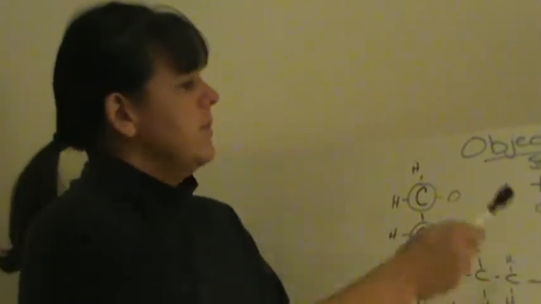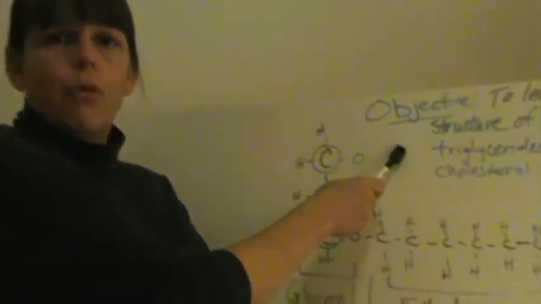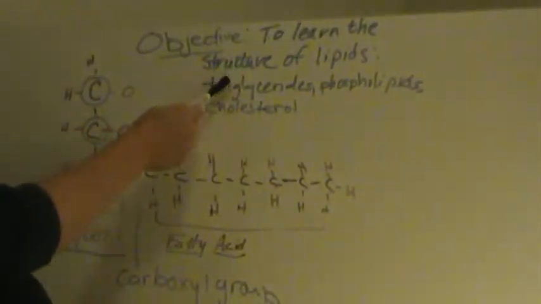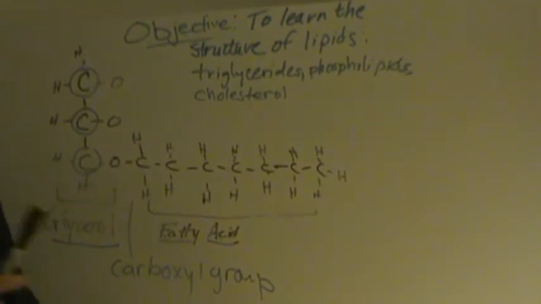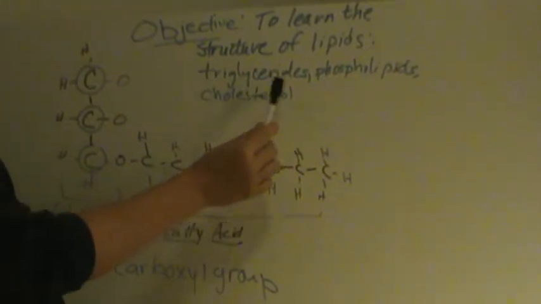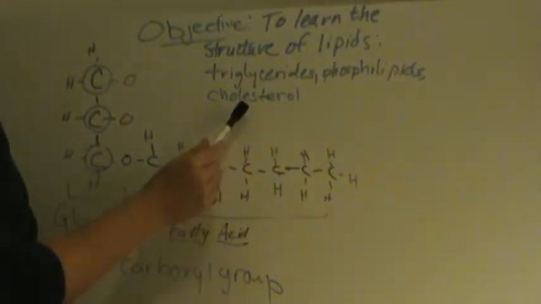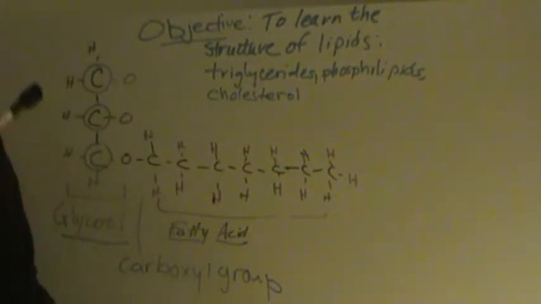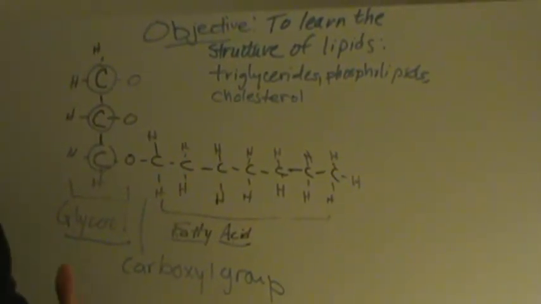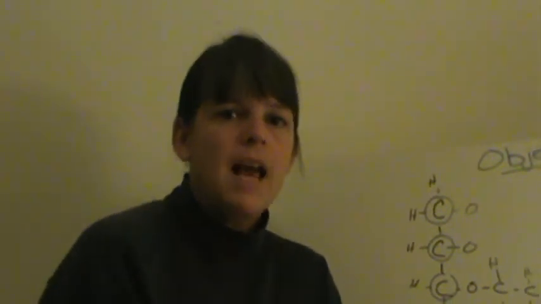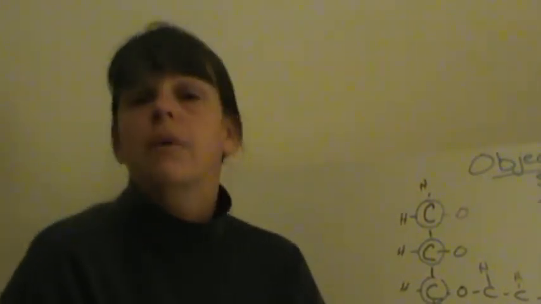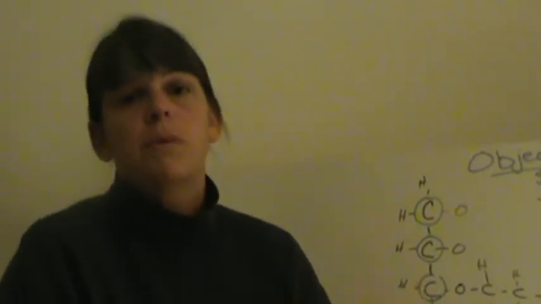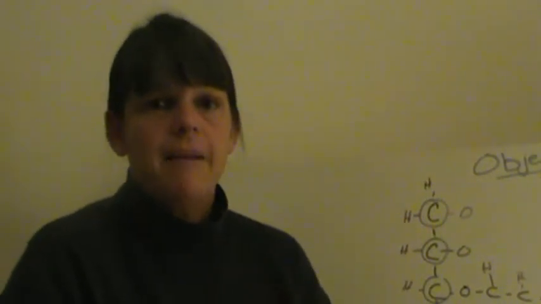And so the objective that we have for this evening is to learn the structure of lipids. And specifically we're going to focus on triglycerides, phospholipids, and cholesterol. So those 3 are going to be the 3 that we talk a little bit about their structure. And this involves a little bit of chemistry, so you're going to have to remember some of the elements that are involved in lipids. We're going to have carbon, hydrogen, and oxygen. So those are the 3 we're going to be working with here tonight.